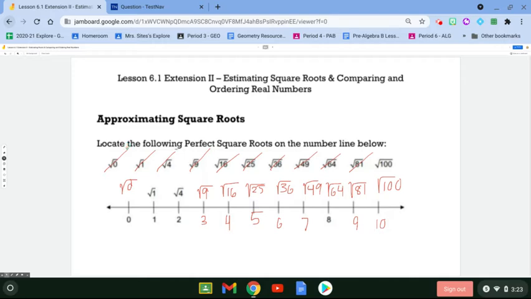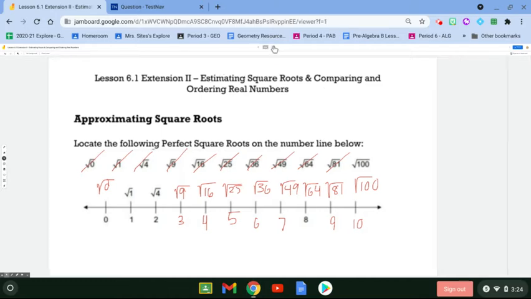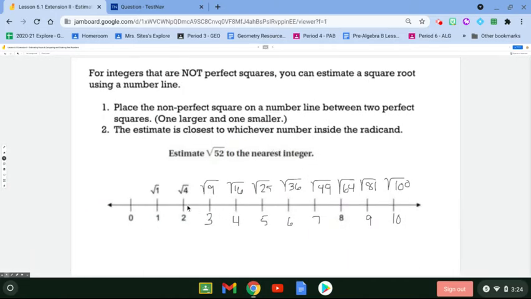All right, I have all my perfect square roots lined up in order from least to greatest on a number line. And one thing that you notice is the number inside the square root sign is also in order from least to greatest. I'm going to use that to my advantage when I have to estimate a non-perfect square root.